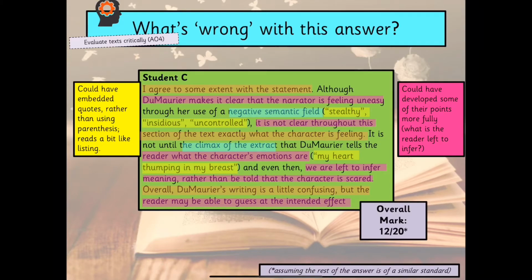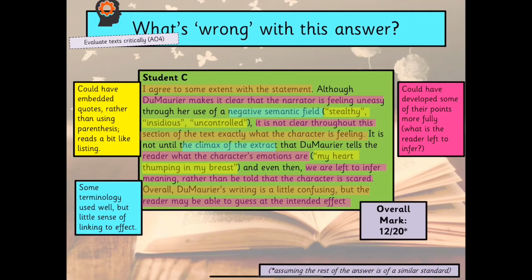Sometimes it's a decision you have to make. If you are running out of time, it's more important to get the evidence in there than to do anything particularly fancy or twiddly with it. However, it's something that would have helped the student to achieve some slightly higher marks. There is some terminology used well, but there's not much linking.